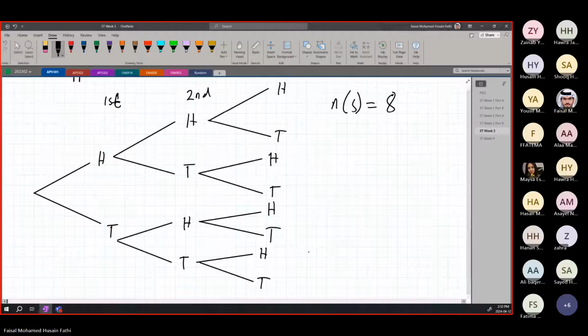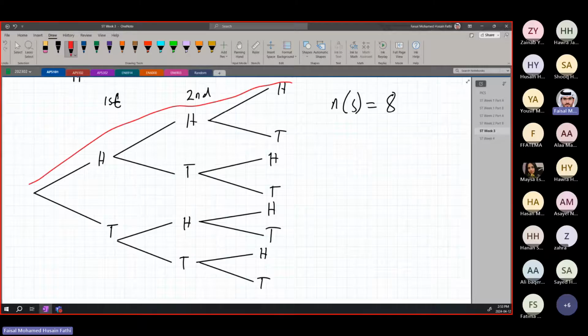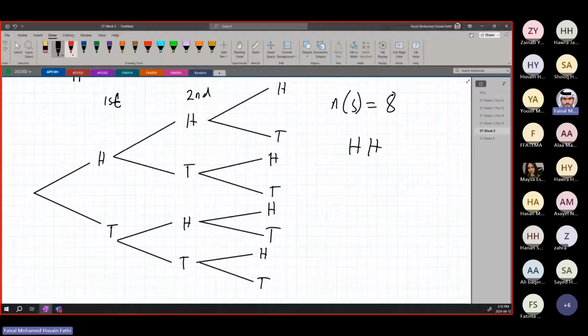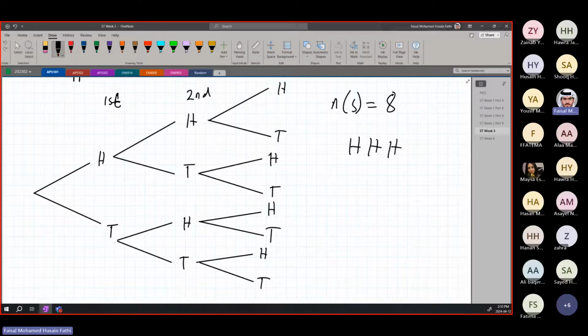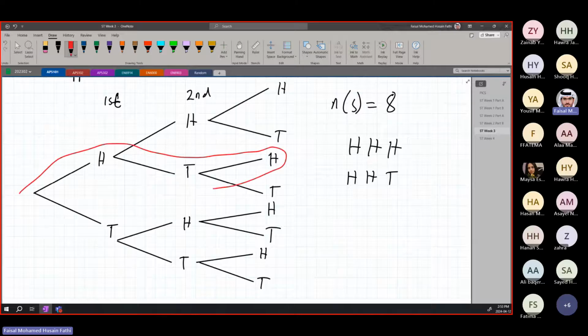And then, if we want to write our sample space, we're going to look at each row by itself. So first, we're going to look at head, head, head. This is the first one. Then we're going to be looking at the second one, which is head, head, tails. Then our third one, which is head, tails, head over here.